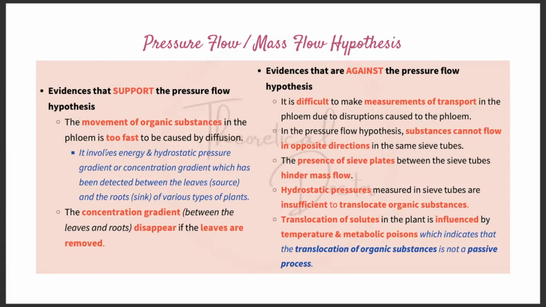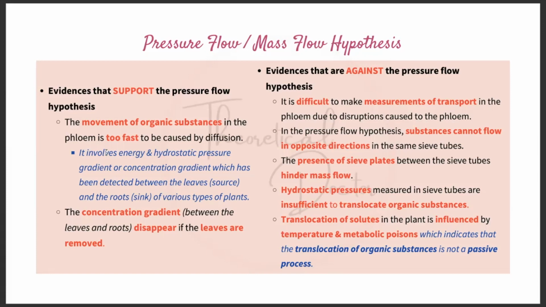First, it is difficult to make measurements of transport in the phloem due to disruption caused to the phloem. In the pressure flow hypothesis, substances cannot flow in opposite directions in the same sieve tubes. So the thing is that, remember in the Munch model, I mentioned that the whole mixture will go to osmometer B because, well, it can't go anywhere. So it shows that it moves in one direction, right?